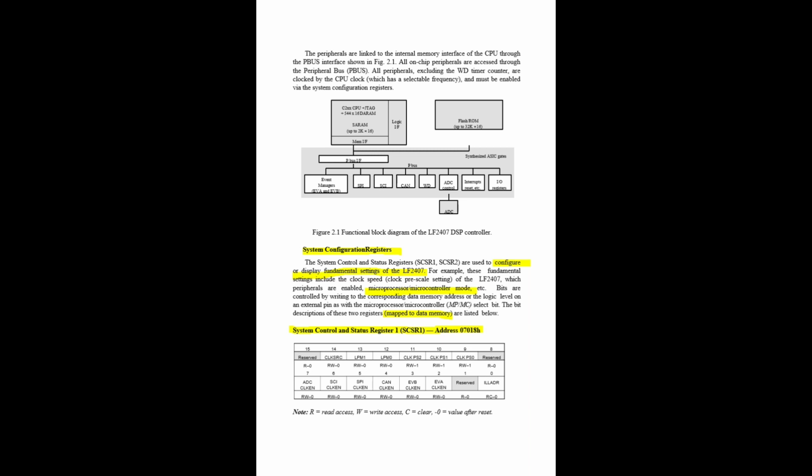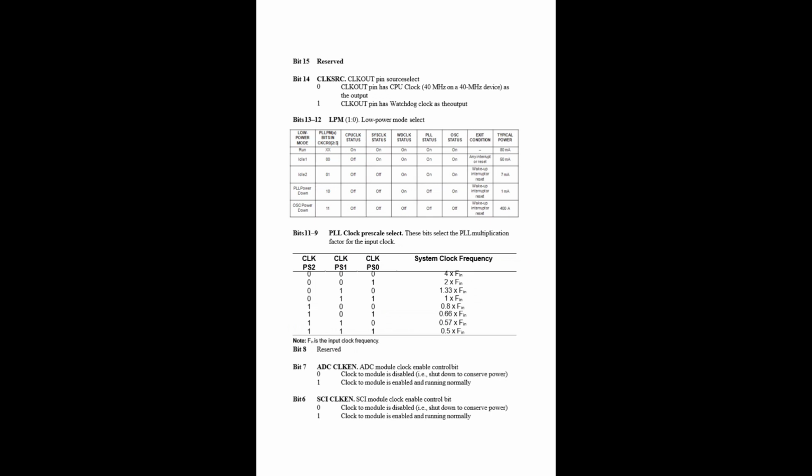7018H. Here we will have a 15-bit register, bits 15, 14, 13 like that up to 0. Each and every bit we will see in the next slide with clear explanation. The 15th bit is reserved for future development of this DSP IC, and the 14th bit is the clock output pin. If it is 0, the clock pin gives the CPU clock of 40 MHz. If it is 1, the clock out will not be 40 MHz.